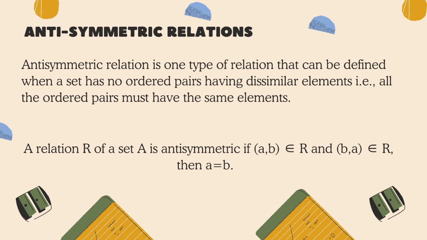Antisymmetric relation is one type of relation that can be defined when a set has no ordered pairs having the similar element. All the ordered pairs must have the same element. A relation R of a set A is antisymmetric if A and B element of R and B and A is element of R, then A is equal to B. In a simplest explanation, a relation is antisymmetric if no two distinct elements are symmetrically related.